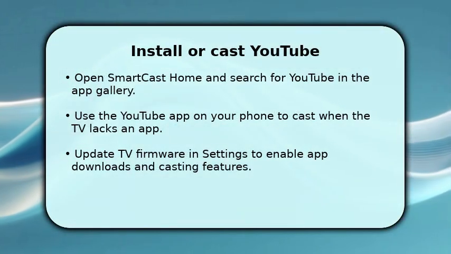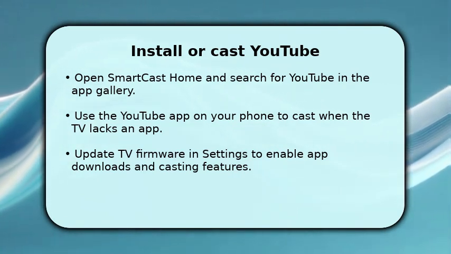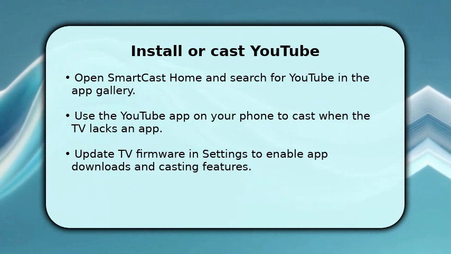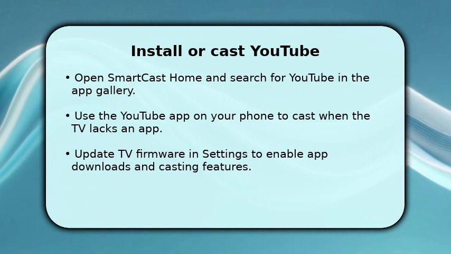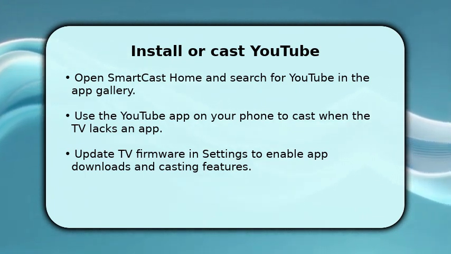Open SmartCast Home on your Vizio and browse the app gallery for YouTube. If YouTube appears, select Install and follow the on-screen prompts to add the app. When the native app is unavailable, open YouTube on your phone and tap Cast to stream to the TV.